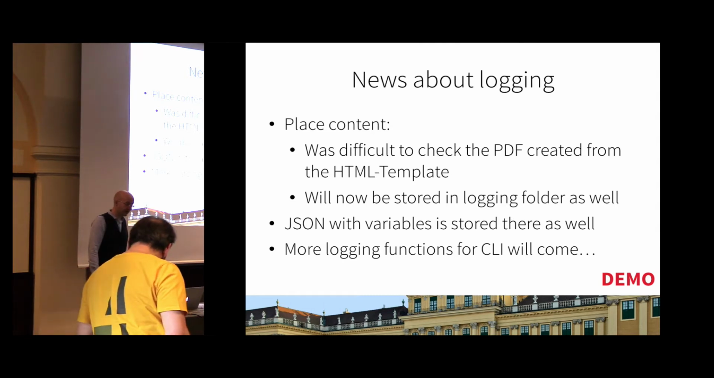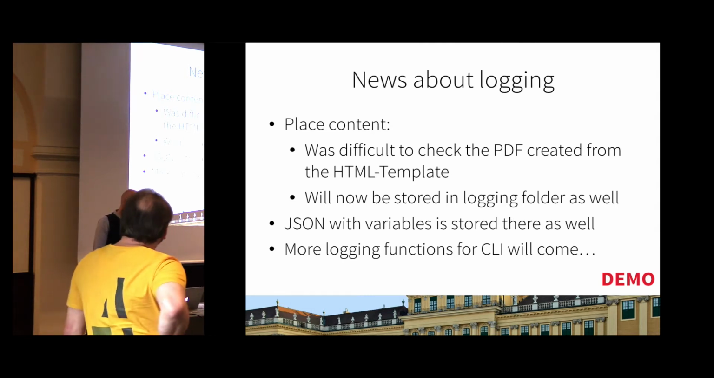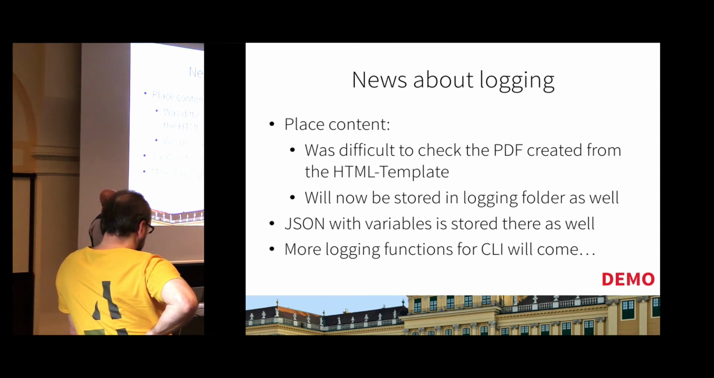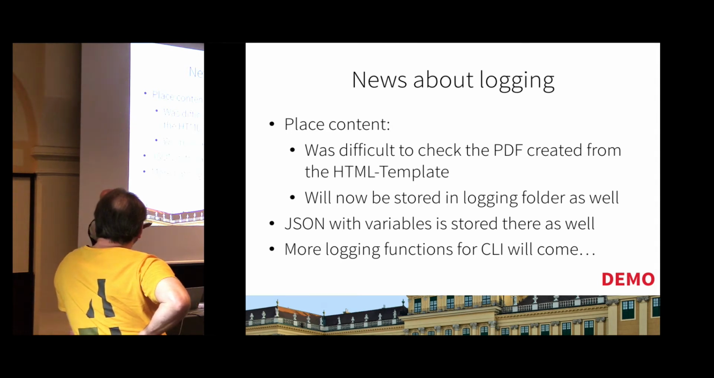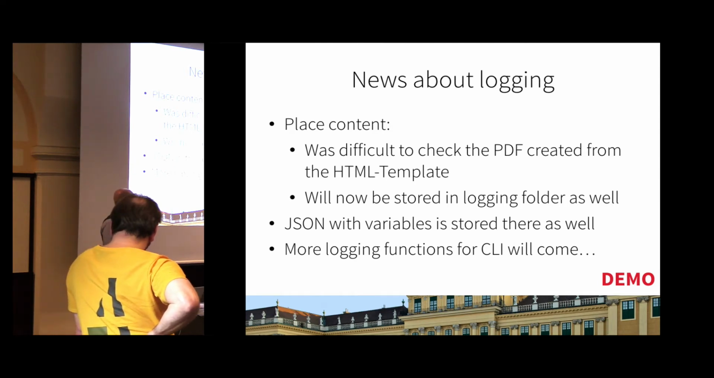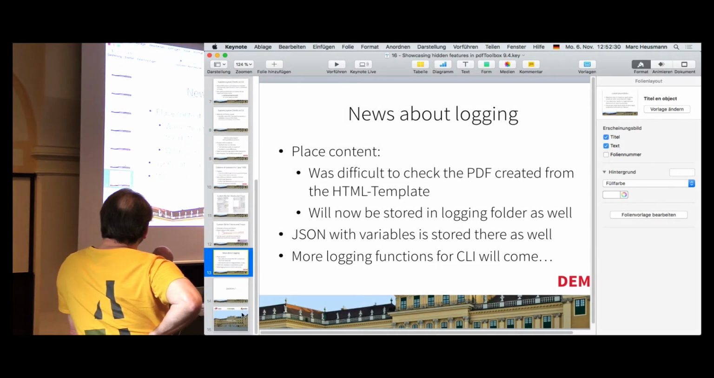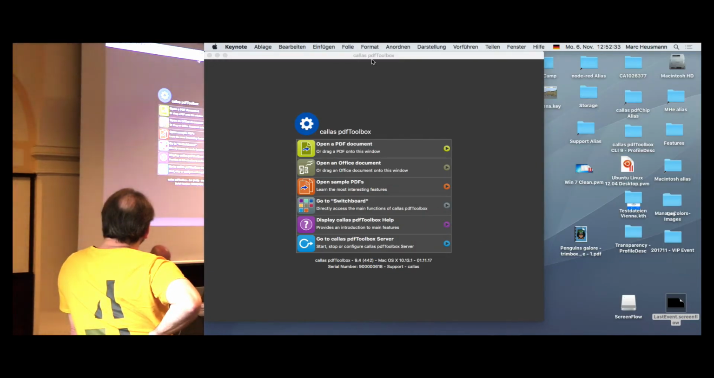Also something mentioned by Olaf, of course, is news about logging. I will show you also in a second. It was difficult in the past to check a PDF using the place content fixup, which was generated to be placed on or below the original PDF. Now this result will be stored there. Also the used JSON variables will be stored as JSON there. And something more is up to come also with the next version, with pdfToolbox 10 then. Let's go there.